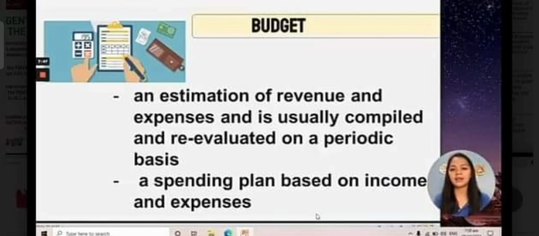That is budget. Then, a spending plan based on income and expenses. So you are spending based on your income and expenses. For example, you have 30,000 a month. That is your income. How did you spend that money? How did you budget that? From the electricity bill, you have the car, you have the auto loan, you have the student loan, and so on.